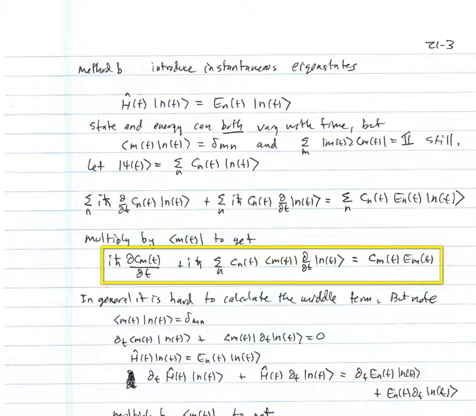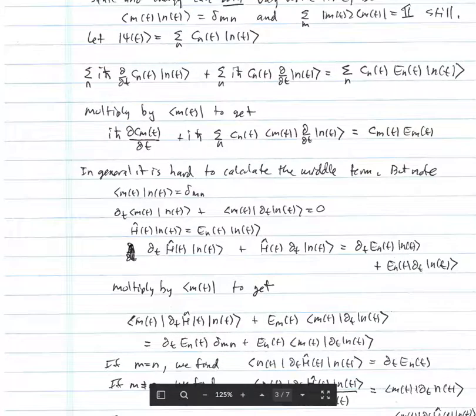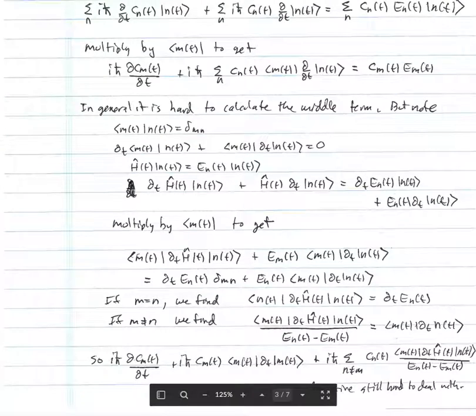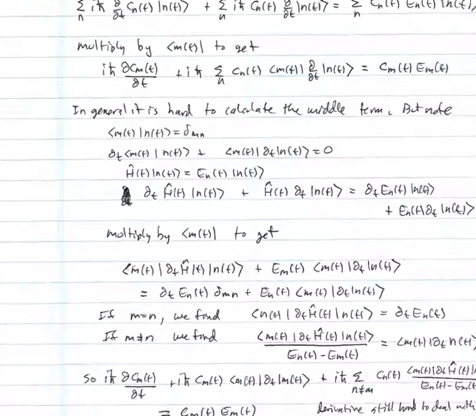When I multiply by that state m(t), the orthonormality gives me a Kronecker delta function. I get C_m(t) E_m(t). In general, it is not easy to work with this middle term, the matrix element of the derivative. But we can get some identities. So let's take a look at how far we can push this.